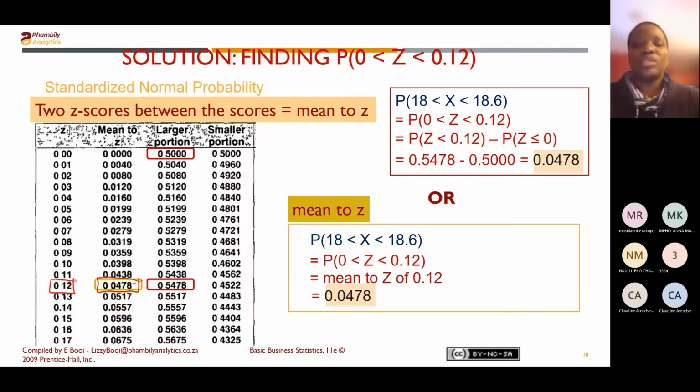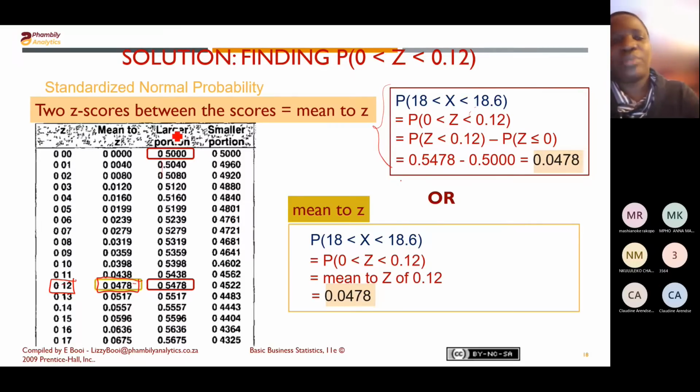If you do not want to use mean to Z, remember we had the probability of Z lies between 0 and 0.12. You can also use this formula, because with this formula you can use the larger portion or the smaller portion, but usually the larger portion. So you will take the probability of the second one, subtract the probability of the first one. And you can rewrite it in this manner so that you know what you are looking at.